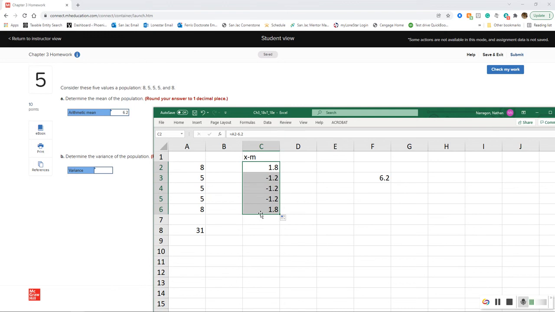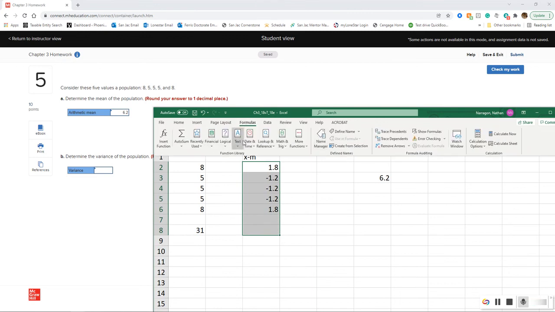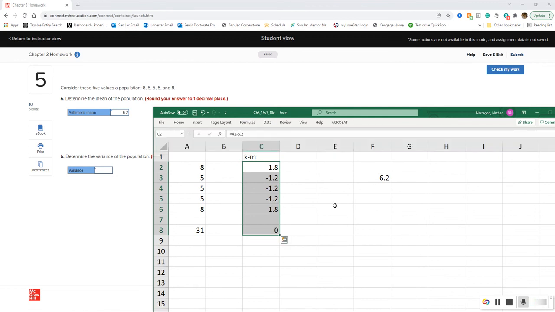That's not our variance though yet. What we're going to do is auto sum. Always make sure it comes down to 0. Okay? But here we go. Next step is we got to take our numbers now that we just calculated and square them. Which basically means we take the number and multiply it by itself.